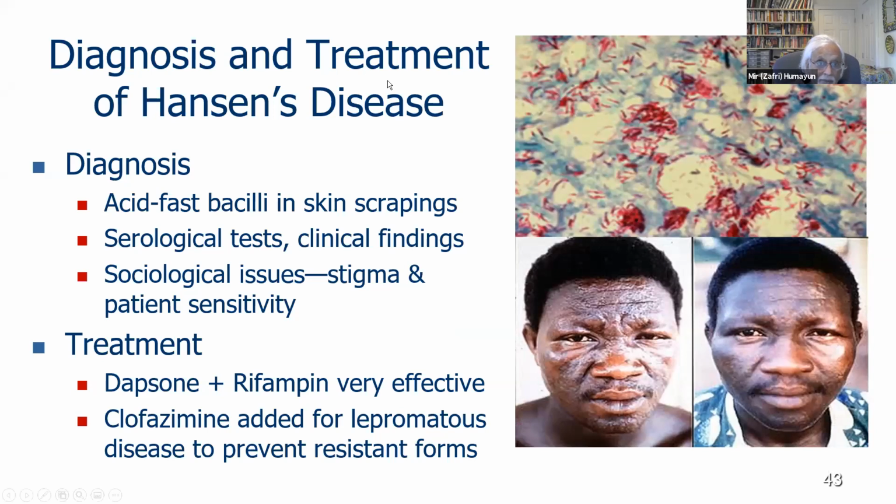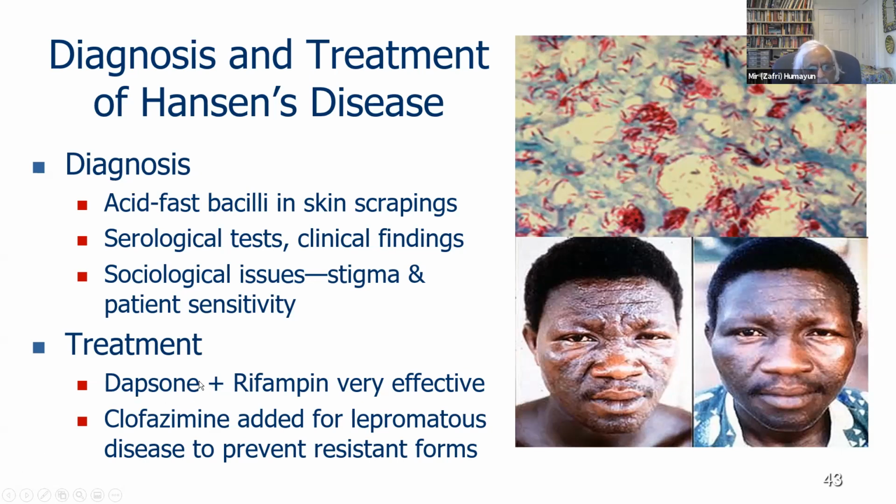First, a few words on diagnosis. Diagnosis is based on presence of acid-fast bacilli in skin scrapings and by serological tests, for example, lepromin and clinical findings. A part of diagnosing and treating Hansen's disease patients are sociological issues. Obviously, this is a highly stigmatized disease, so the healthcare provider has to accommodate the sensitivity of the patient to the stigma.